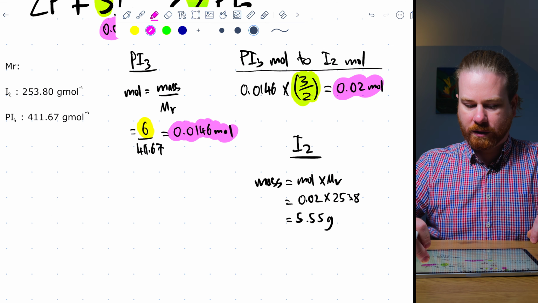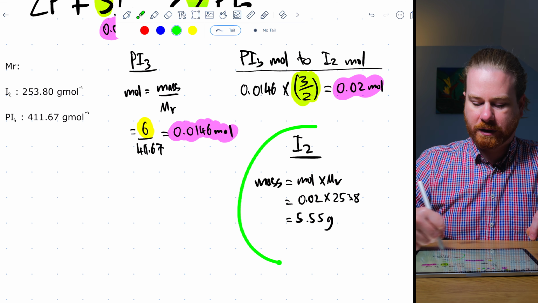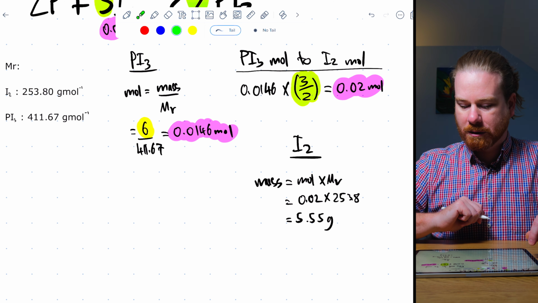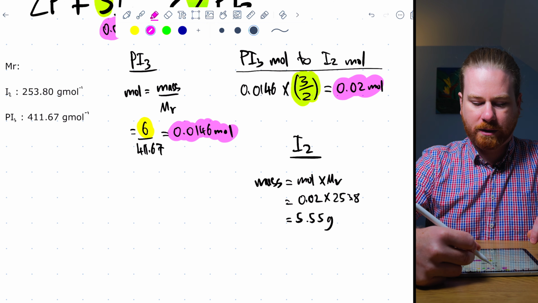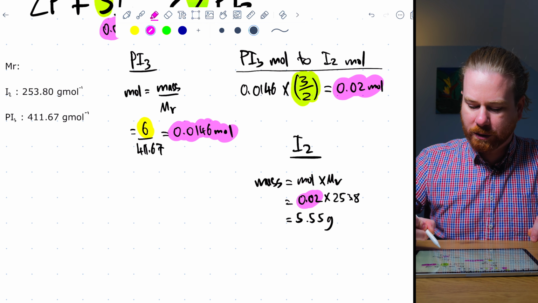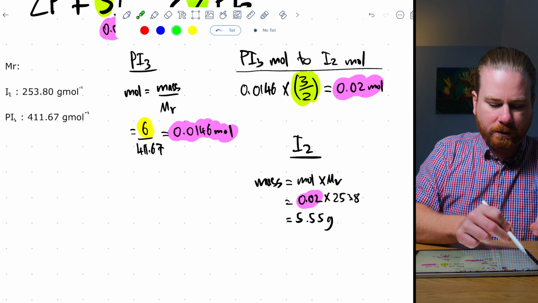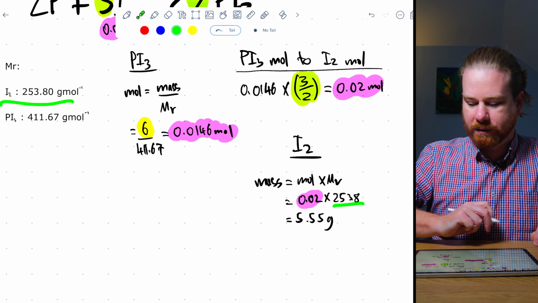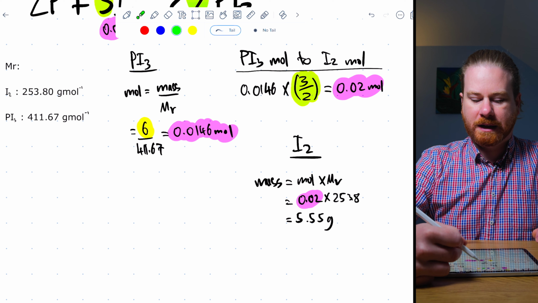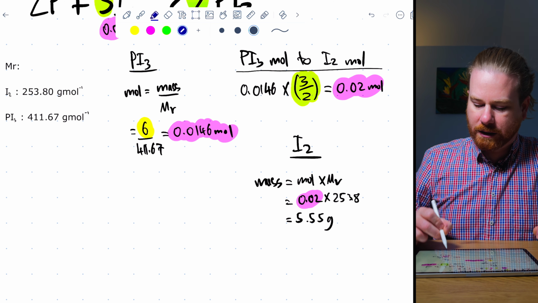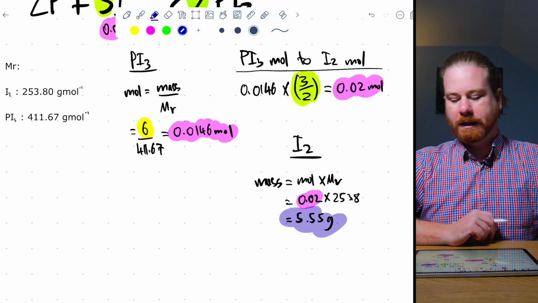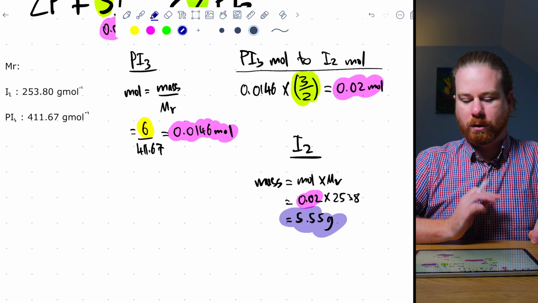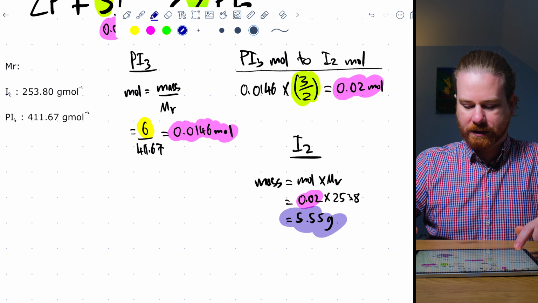So the last thing we're doing is converting moles back into a mass. So we've got the number of moles, same as before. We have the molecular mass of iodine, and then we are getting our answer, which is in this case 5.55 grams. Happy days, nice and easy.